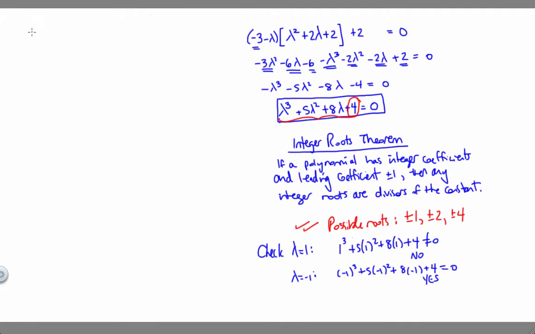Now if lambda equal -1 is a root, then that tells us that lambda plus 1 must be a factor of that polynomial. That's the only way that lambda equal -1 would cause that left side to equal 0. So we've got lambda plus 1 times something is equal to 0. And let's find the second factor by long division.